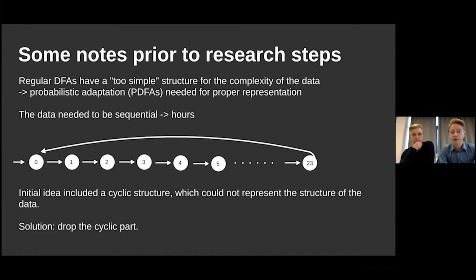We also found early on that regular DFAs were too simple for the complexity of traffic data and the probability of data increasing or decreasing. And we initially had this cyclic structure of the 24 hours of the day, which is this DFA. It's very simple on screen here, following the hours. And we realized that we had to find some different structure.